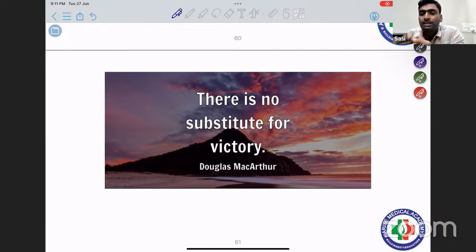So just keep working hard and keep working on yourself, so that it will push you to a much better part of yourself, and you will be coming with flying colors. Okay, that's all about today.